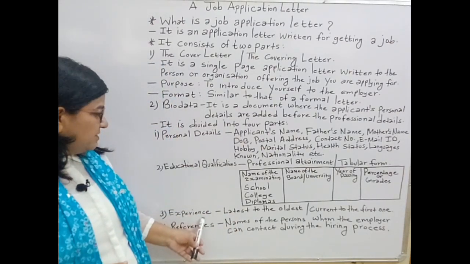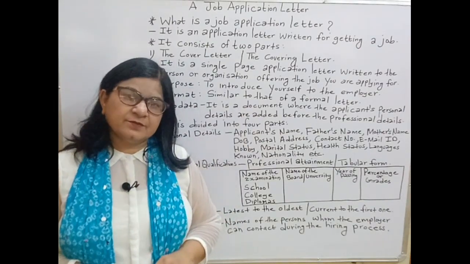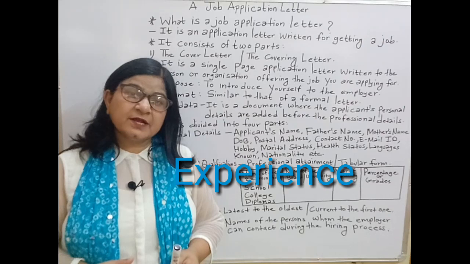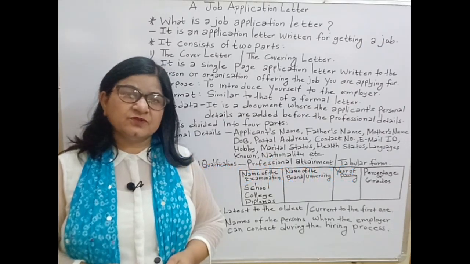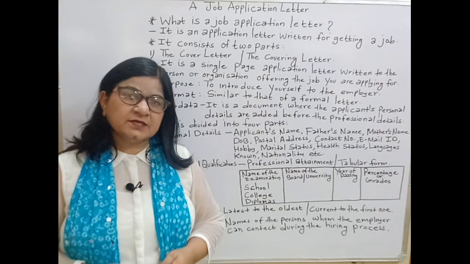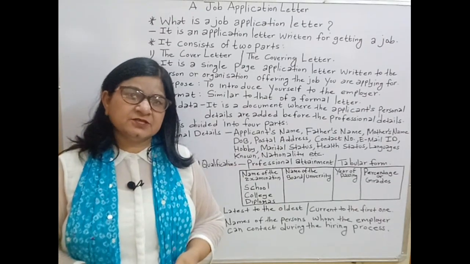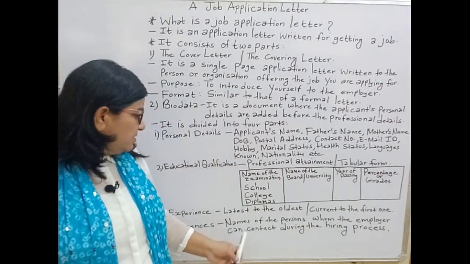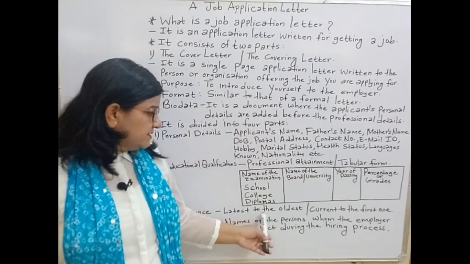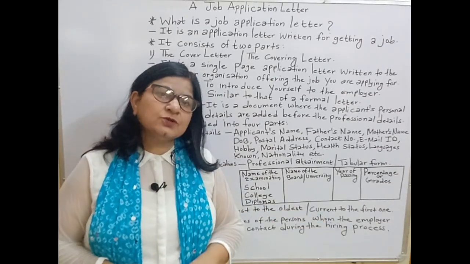Third is experience. If you have got experience, you have to write the number of years, and you can also mention the names of the institutions or the organizations that you have worked in. And when you mention the names of those organizations or institutions, remember you have to write from the latest to the oldest, or from the current to the first one.